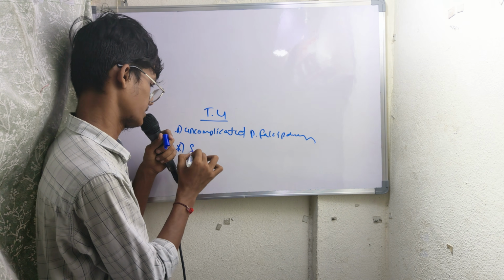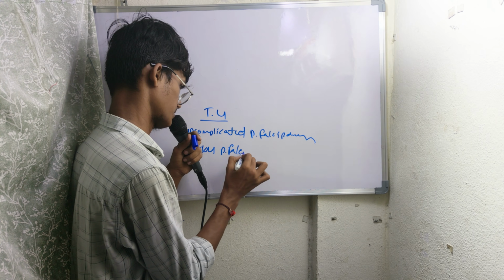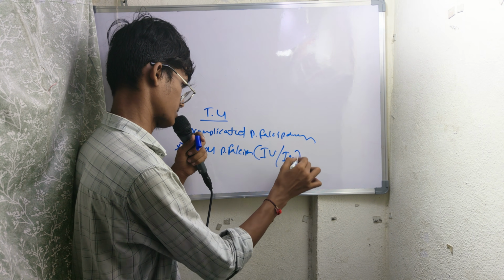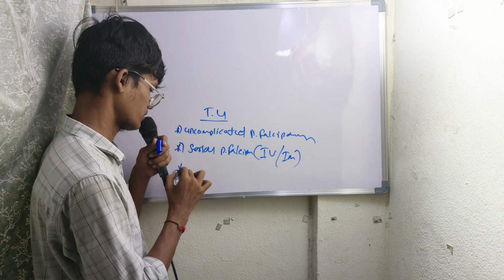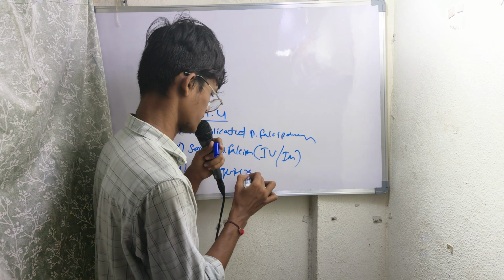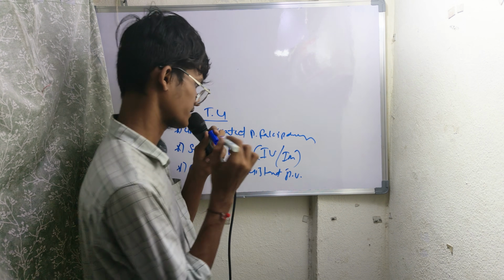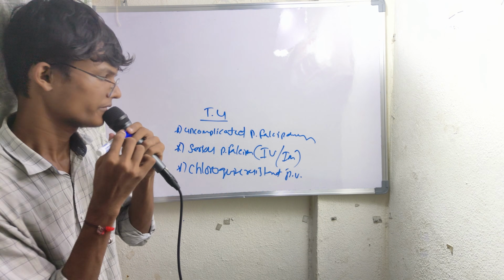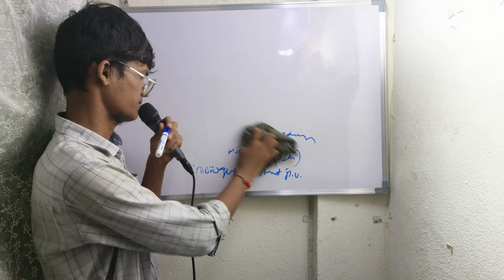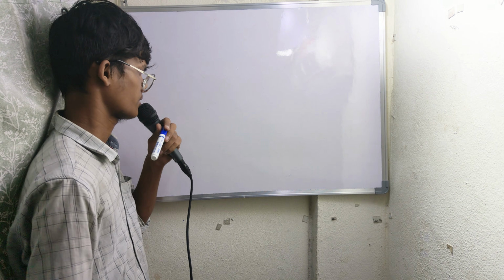artemisinin. Then in serious Plasmodium falciparum also we can give IV or IM artemisinin, and also in chloroquine resistant Plasmodium vivax or Plasmodium falciparum. These are the therapeutic uses, and adverse effects also I will tell, and then I will tell about the ACT.